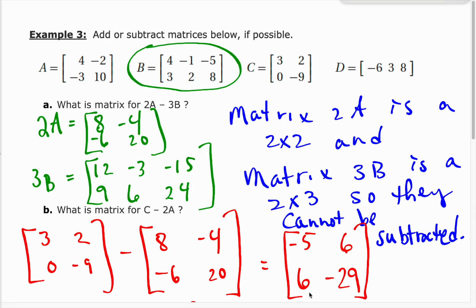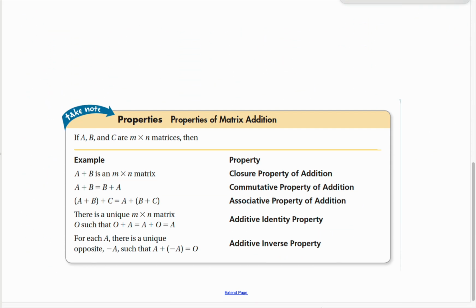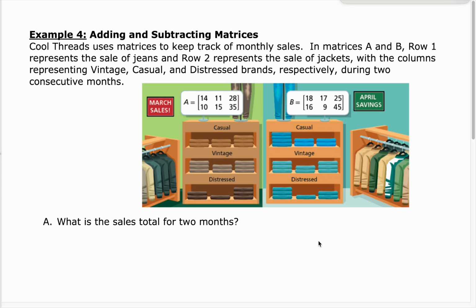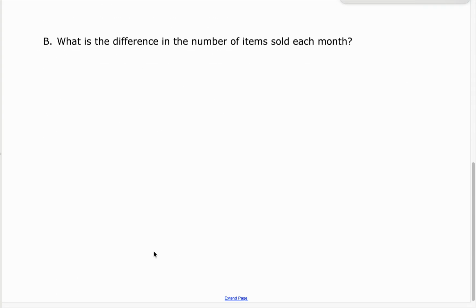And I forgot, I want to scroll down. I didn't want to forget about this. Another thing that we will be talking about briefly are properties of matrix addition. We talk about closure property of addition, commutative property, A plus B equals B plus A. Associative property, change the order of how you add things together. Additive identity and additive inverse property. Example 4, I am going to save and I'm going to do that in class.